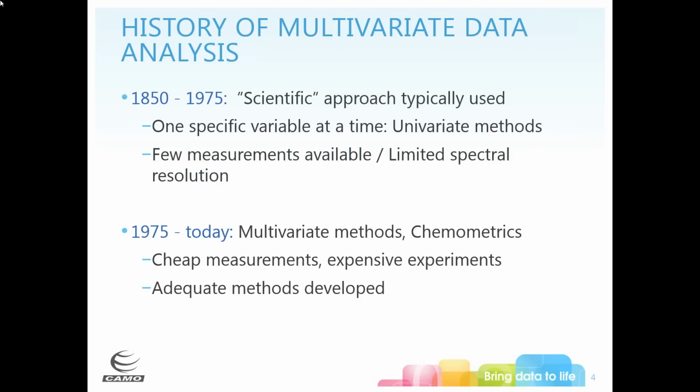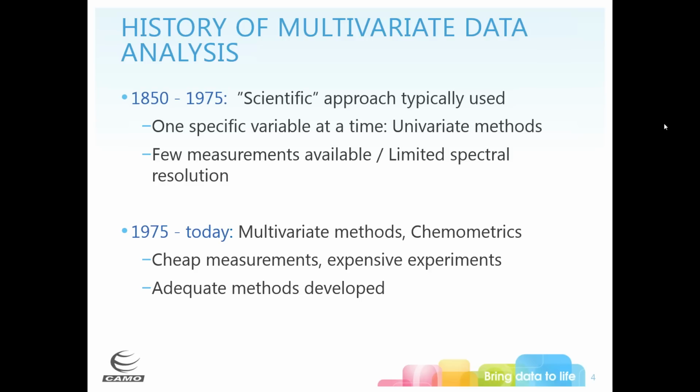So some history behind doing multivariate data analysis. Originally, the scientific approach typically used only one variable at a time. These are univariate methods. This is mainly due to the fact that there weren't very many measurements available and there was limited spectral resolution, so you could get away with that. In 1975, though, we started having much better instruments that had higher resolution, and you wound up with many variables in your data points. And so chemometrics came along.